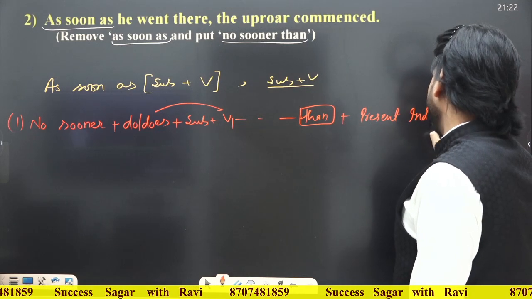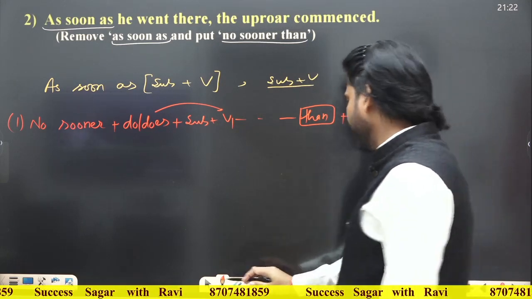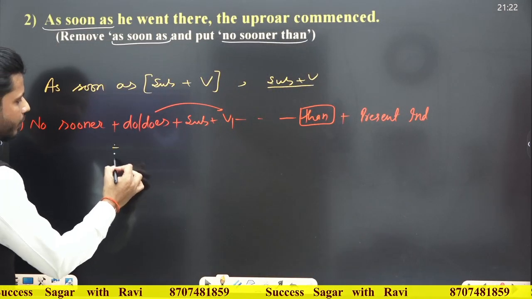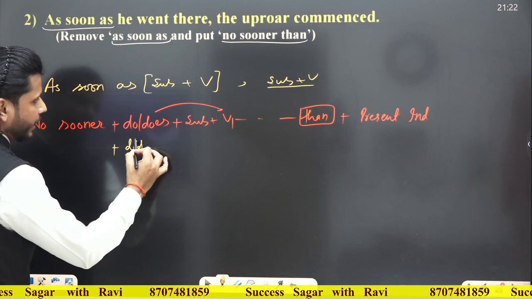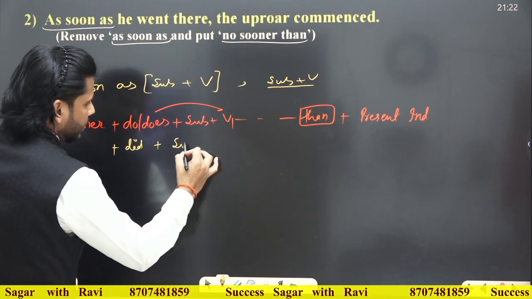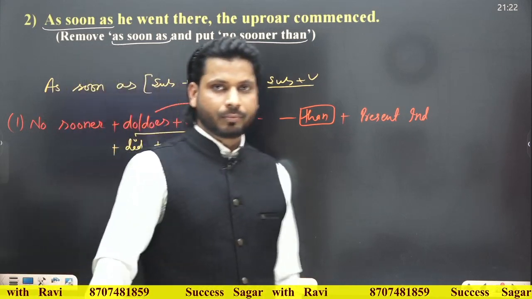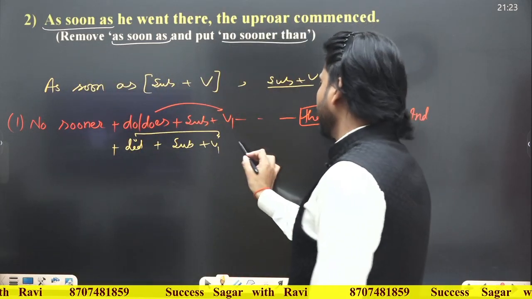Present indefinite tense is here. The second pattern that we can use, no sooner would be there, we can use did, past indefinite tense, followed by subject. After do forms, we use the base form of the verb. So far, no problem. Everything is clear.